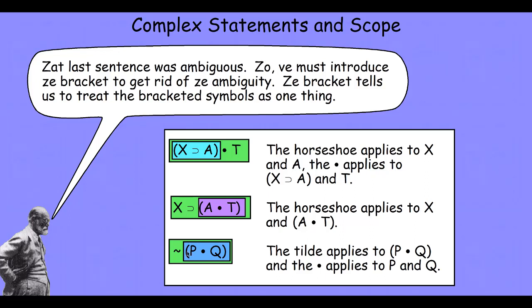Now we put these inside our little lunch sack. We sealed it off. It's one thing. Inside, the dot connects Q. The dot connects P. It says P and Q. And then outside of that, our tilde says it's not the case that everything here. It's not the case that both of these are true.